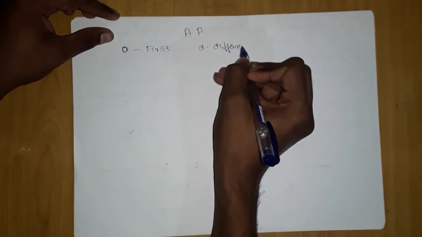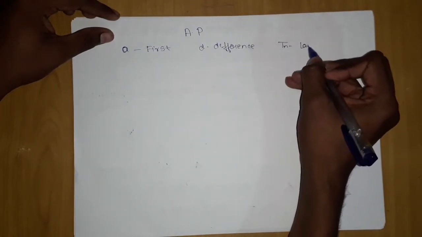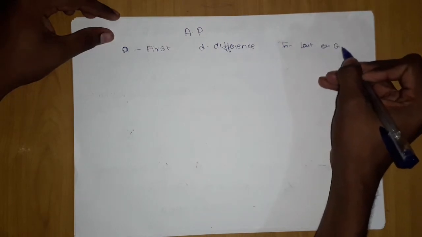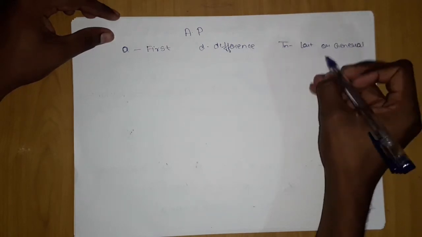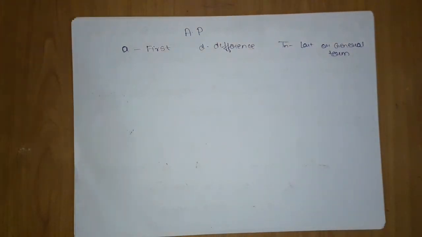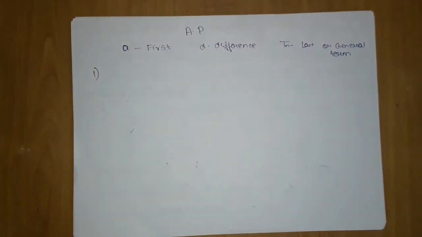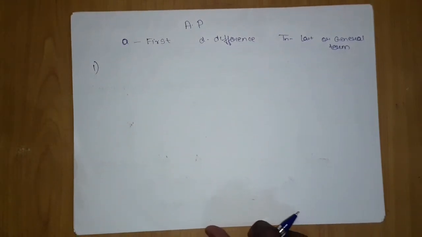d is the difference. Tn is the last term or general term. Now let's begin with some basic things. We will start with basic problems in AP, and then we will move to how we can create some shortcuts, so that we can calculate things easily rather than wasting a lot of time. So let's just begin.